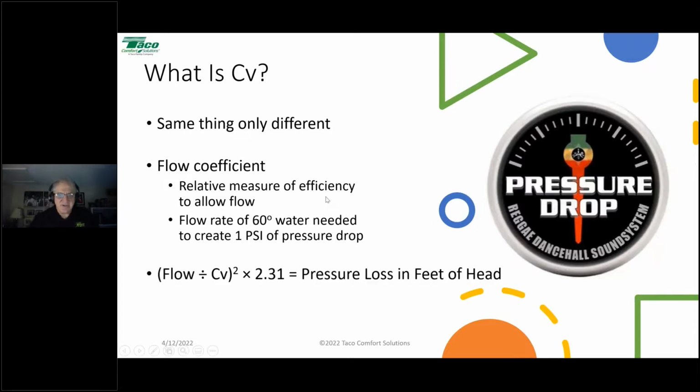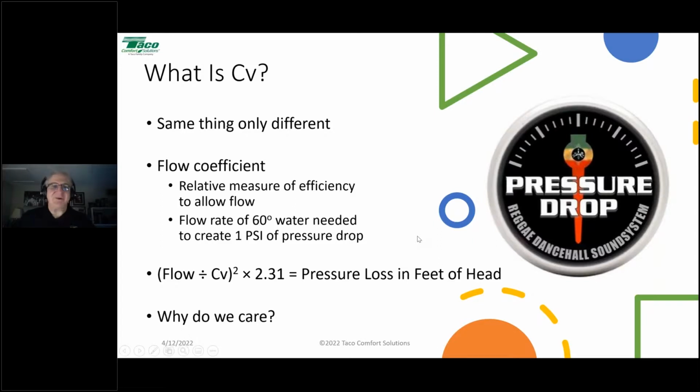So let's take a look. Here's the math formula. The known flow rate you're trying to pump through a valve divided by the CV of that valve, squared, times 2.31 will give you the pressure loss through that valve in feet of head. So flow divided by CV, squared, will give you the pressure loss in PSI. Multiply that by 2.31, you get your pressure loss in feet of head. Let's do an example.